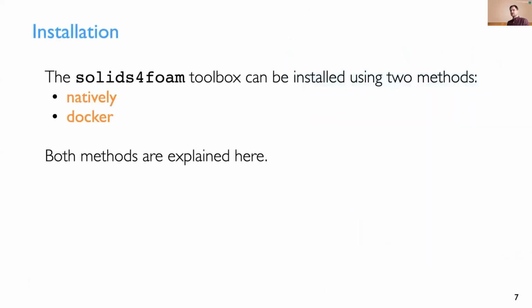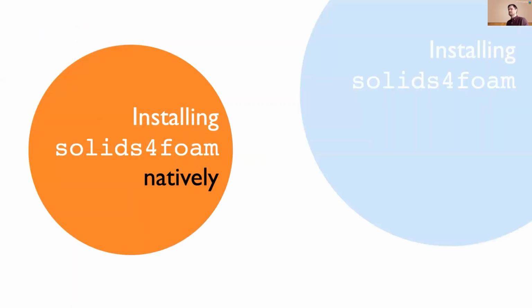There are 2 ways to install Solids4foam, or at least 2 ways. One is natively. If you have a version of OpenFOAM installed, you can download this toolbox via Git. Then, if OpenFOAM is sourced and you run the included Allwmake script, it should build. Alternatively, you can use Docker. I'm just going to talk a little bit about both of those, briefly at the start.